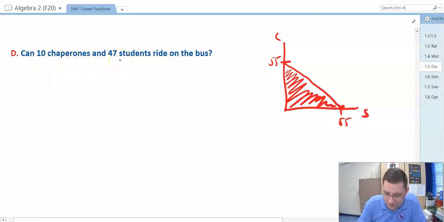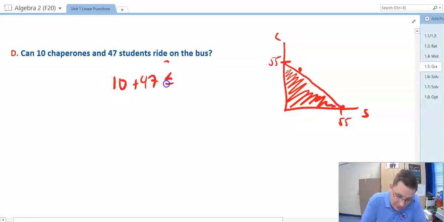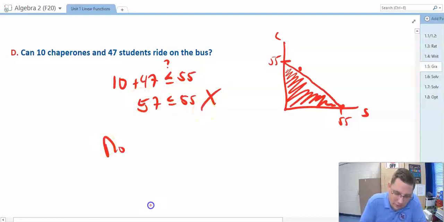Will that work? Well, again, we could use Desmos or another program to graph this, but 10 chaperones, 47 students is going to lie right here, because 10 plus 47, is that less than or equal to 55? No, because 57 is not less than 55. So no, this combination will not work.